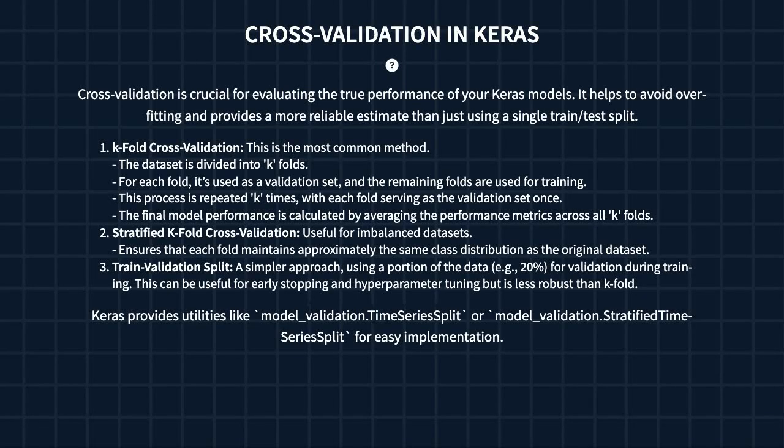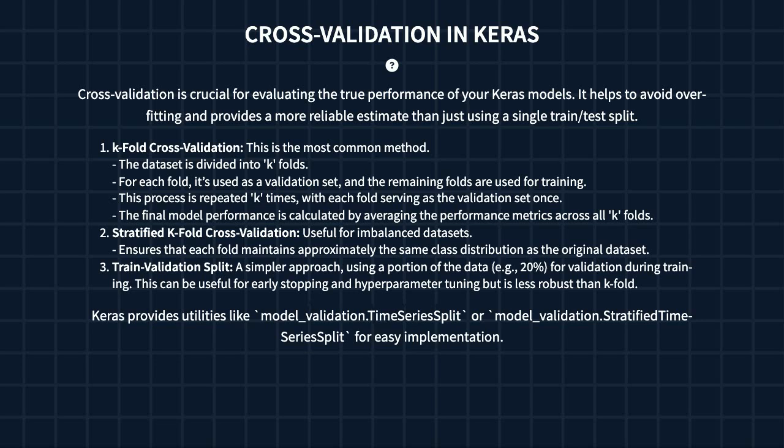Let's talk about how we make sure our Keras models aren't just doing well on the training data but actually generalizing to new, unseen data. That's where cross-validation comes in. The most common approach is k-fold cross-validation. Think of splitting your dataset into k groups or folds. Then, you train your model on all but one fold and use that fold as a separate validation set to see how well it performs.